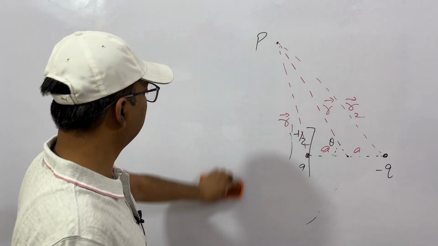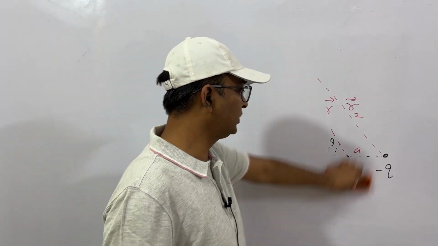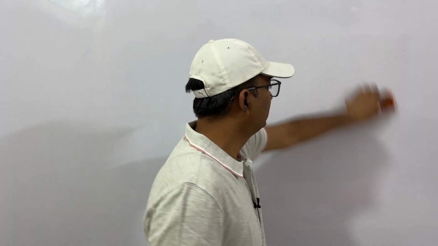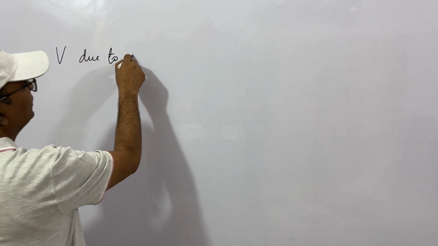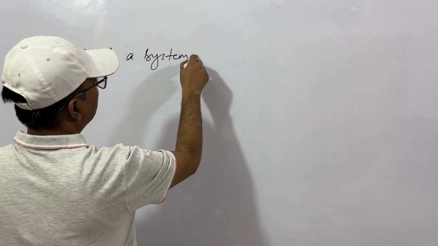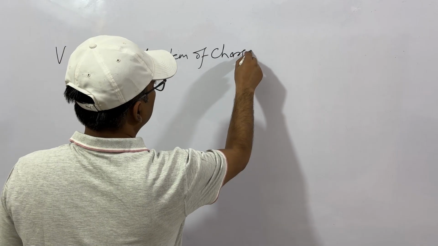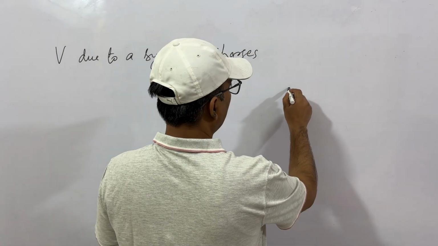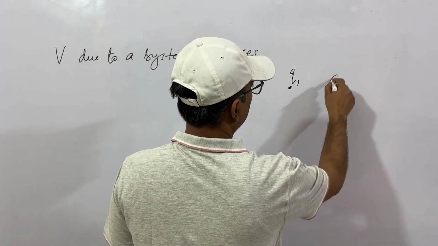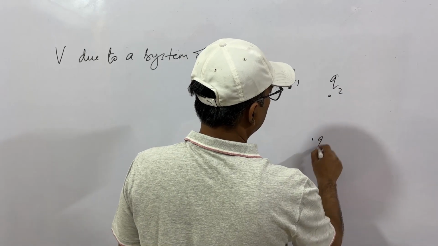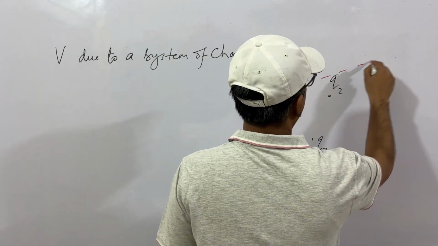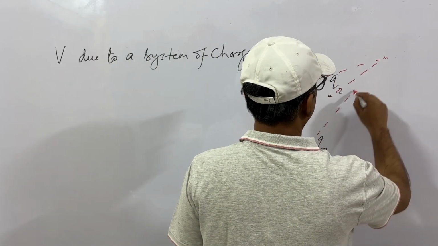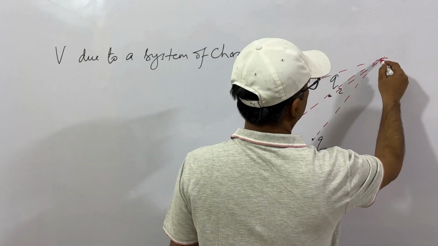These things will be more crystal clear when we solve some examples. For now, let's understand different concepts. What will be the electric potential due to a system of charges? What is the meaning of a system of charges? It means we have more than one charge. Let's say this is Q1, this is Q2, this is Q3, this is Q4, and we want to know the electric potential at this point P. Okay, this is the point P.